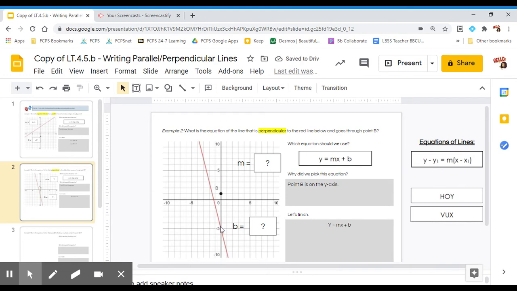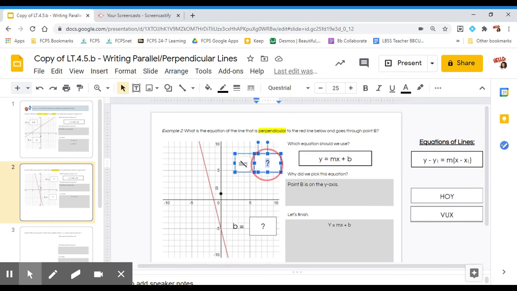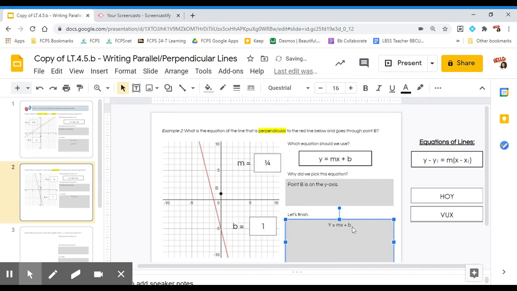Okay, so the slope of this line is 1, 2, 3, 4, up 4, -1. So the slope right now is up 4, -1. Since it's perpendicular, we can't use the same slope. We have to flip it and make it opposite. The slope we're going to use is 1/4. The intercept is +1. So our final answer is y equals 1/4 x plus 1.